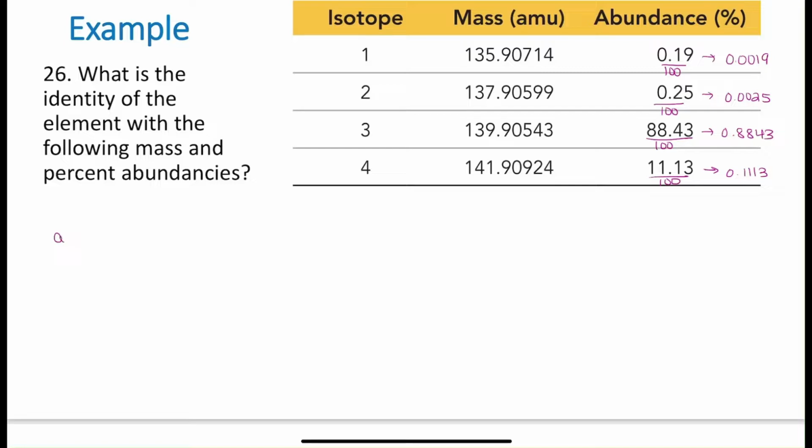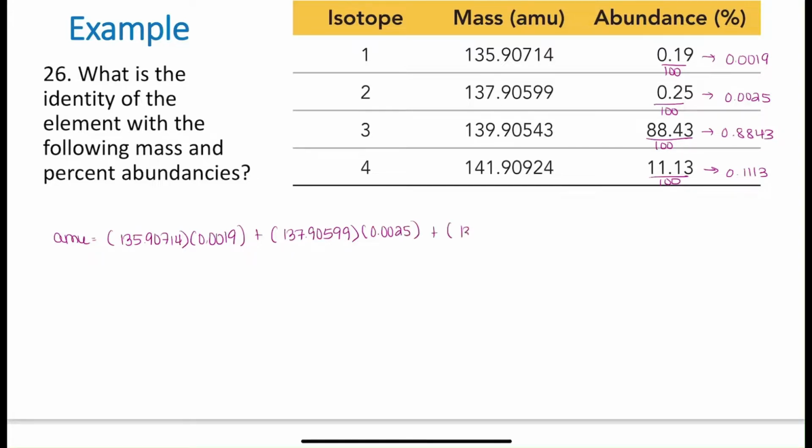Now let's go ahead and figure out the AMU for this species. I have a mass at 135.90714 with a percent abundance of 0.0019. I have a mass at 137.90599 with a percent abundance of 0.25, which is 0.0025 for fractional.